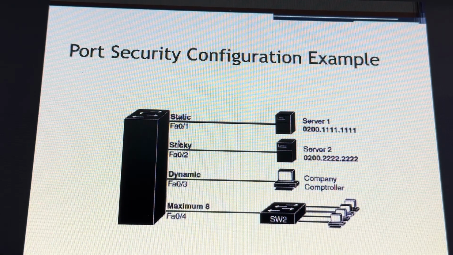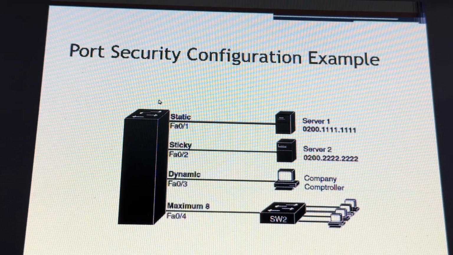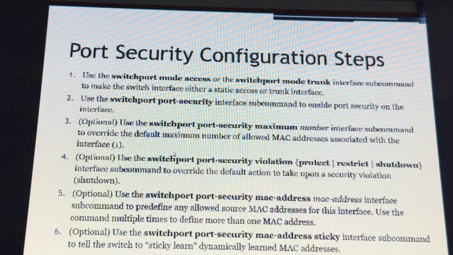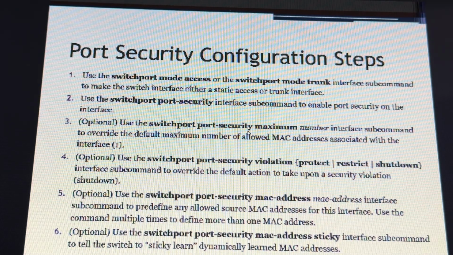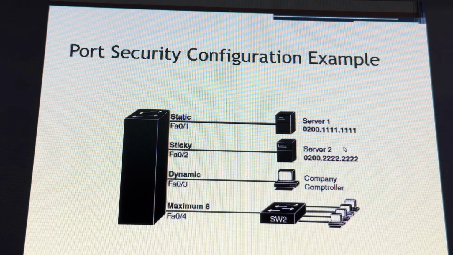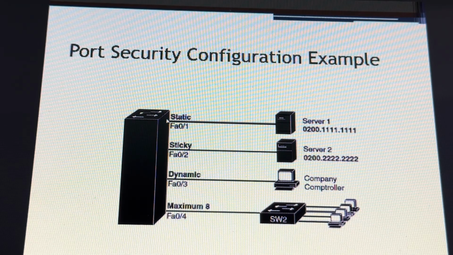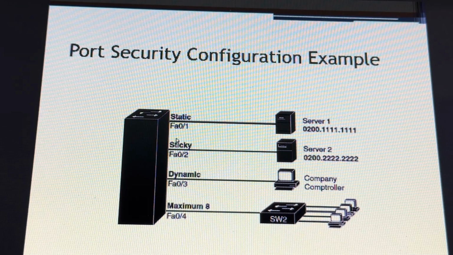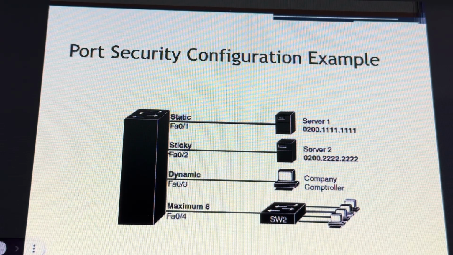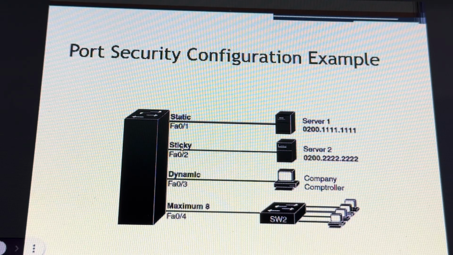So here's an example. In this case, we have a statically assigned address. We're going to use the port-security MAC-address command on port FA01 because it's server 1. It's always going to be server 1. We want that statically assigned. Server 2 comes on the network. We want that one to be sticky, so we want that to be maintained here in the database and not allow other devices once the server comes online.